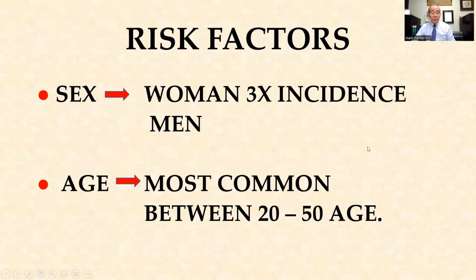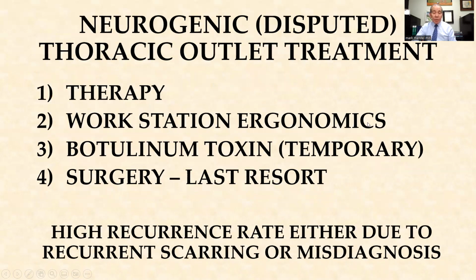What are the risk factors in neurogenic? Well, women 3 times more common than men, usually occurs in the 20 to 50 age group. The treatment for neurogenic or disputed thoracic outlet is therapy, changes to the workstation.